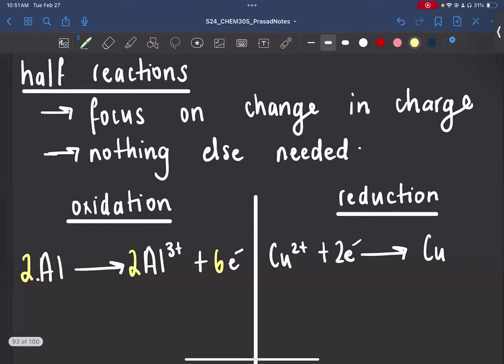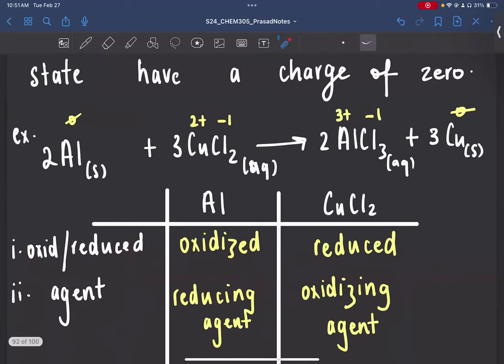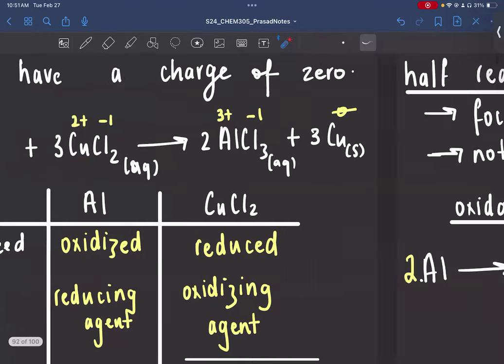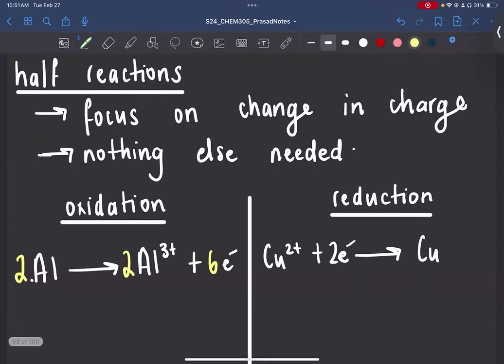We can apply this logic to the reduction. From the already balanced equation, we know that there is a 3 in front of it, so we just write it back. In this case, we get 3 copper, 3 copper, and what happens to the electrons? Also multiplied by 3 to give us 6.